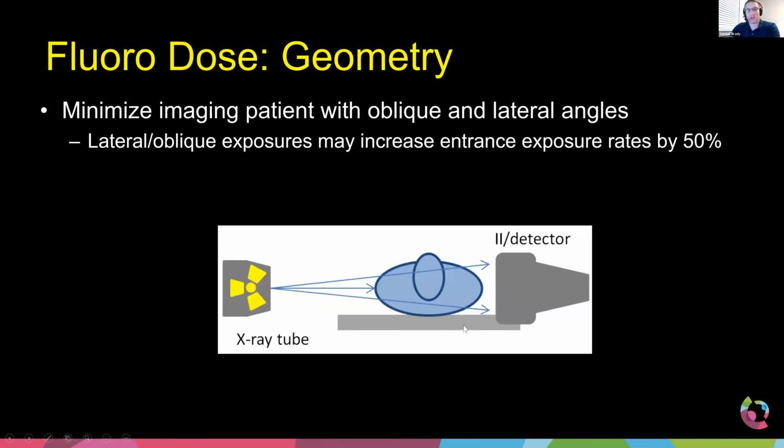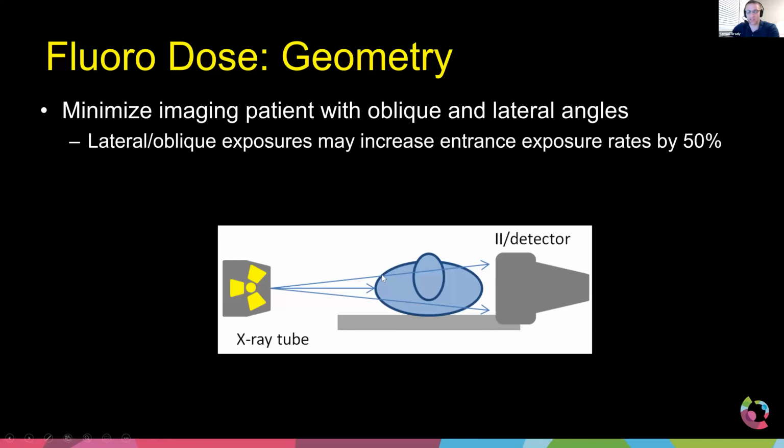You want to minimize the different angles where you're passing through a large portion of the patient's body. So you want to minimize lateral projections and oblique projections when you have a rotating C-arm. The reason for this is obviously because if the machine sees there's more attenuation or more tissue between the tube and the detector, well, that means that the machine's going to have to turn up the radiation output.